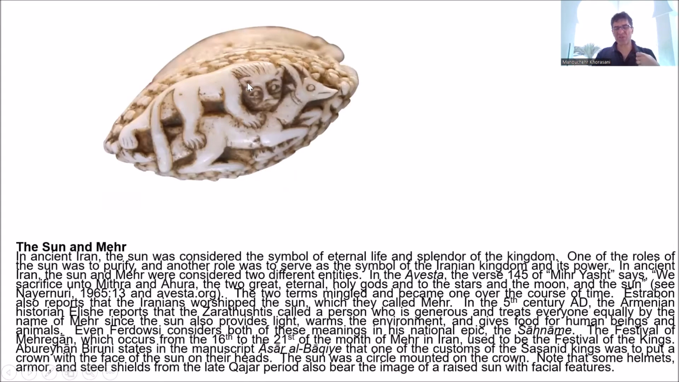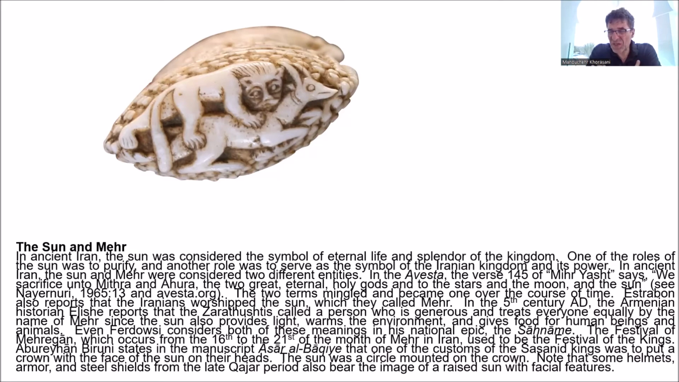In ancient Iran, the sun was considered the symbol of eternal life and the splendor of the kingdom. One of the roles of the sun was to purify, and another role was to serve as the symbol of the Iranian kingdom and its power. In ancient Iran, the sun and Mer were considered two different entities. In the Avesta, the verse 145 of Mer Yash says, "We sacrifice unto Mitra and Ahura, the two great eternal holy gods, and to the stars and the moon and the sun." The two terms mingled and became one over the course of time. Strabon reports that the Iranians worshipped the sun as well, which they called Mer.